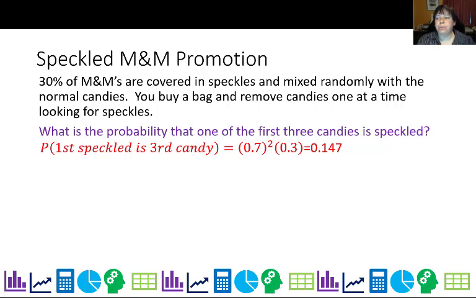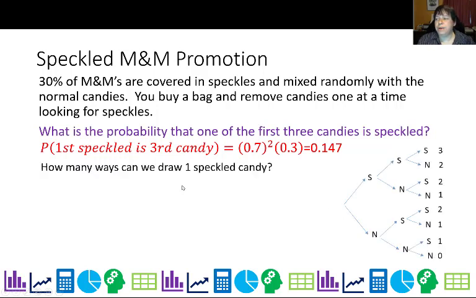Now, I could try to figure out the other ways. Well, the easiest way to do that when we're talking about a small number of trials is a tree diagram. So you have here, how many ways can we draw one speckled candy? Well, you have the way I just did, which was not speckled, not speckled, speckled. But you could also do not speckled, speckled, not speckled, or speckled, not speckled, not speckled. I wrote down here the numbers of speckled candies for each path, right? So there's 0 along this path.